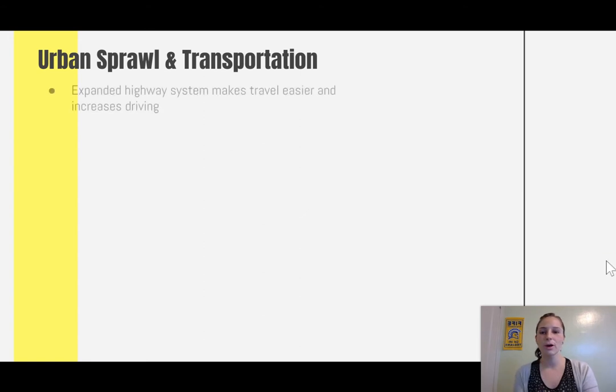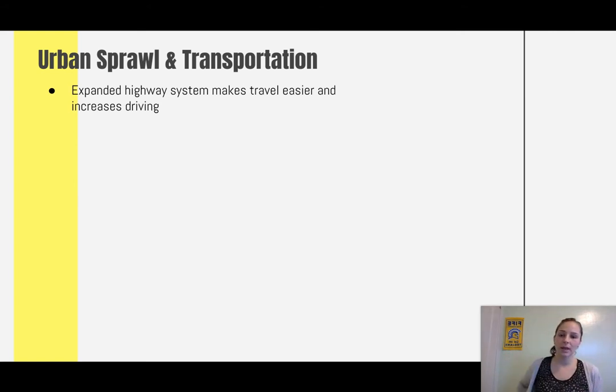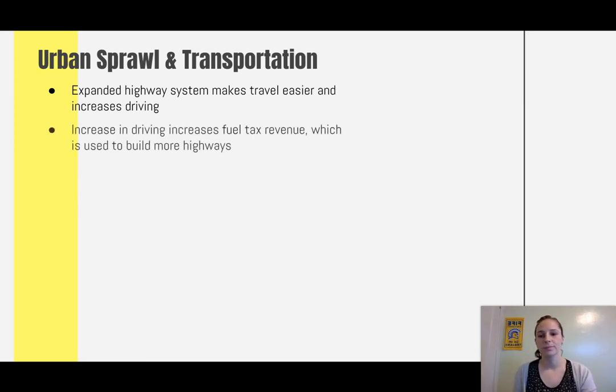So now let's look at urban sprawl and transportation. So as urban sprawl occurs, you're going to have expanding highway systems that make travel easier and are going to increase the driving that people are going to be doing. Now, the more people are driving, this is going to increase the money that is made from fuel taxes.